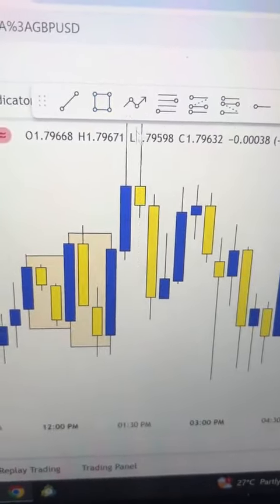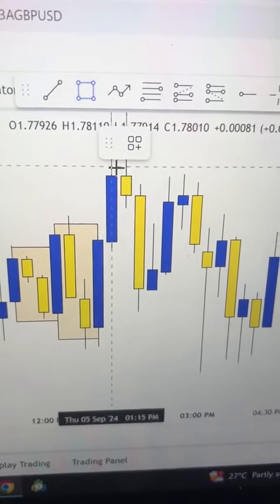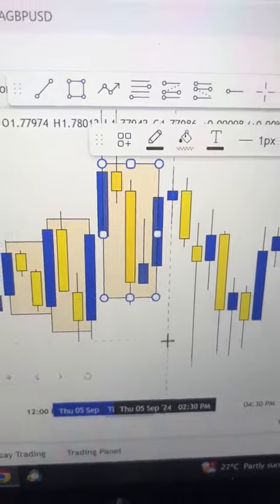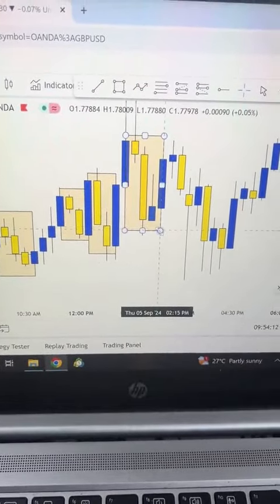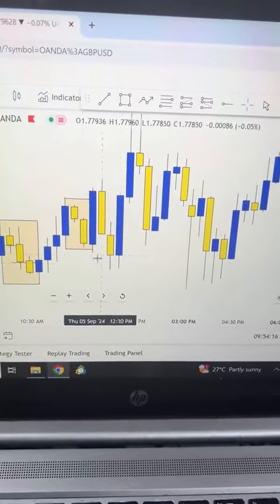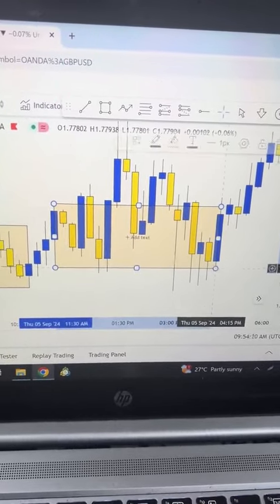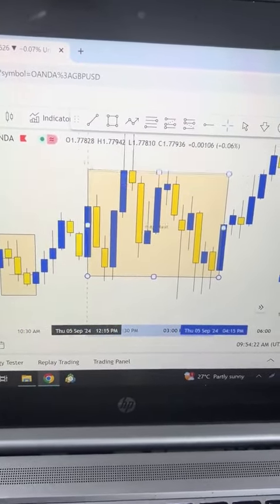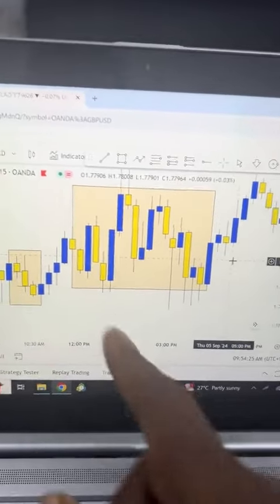Why this other one? Is it a pullback? This one. No, for me, it's not. No matter how the candle is. No, it's not. And this entire range is not a pullback. No pullback happened in this entire range, from here like this. No pullback happened, for me. I don't know for you. No pullback happened.